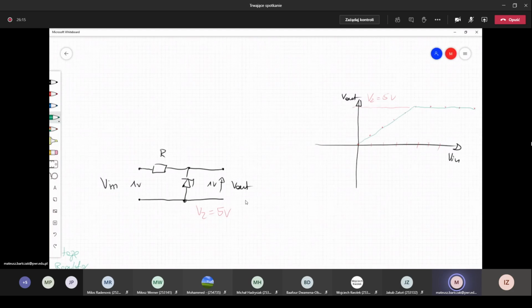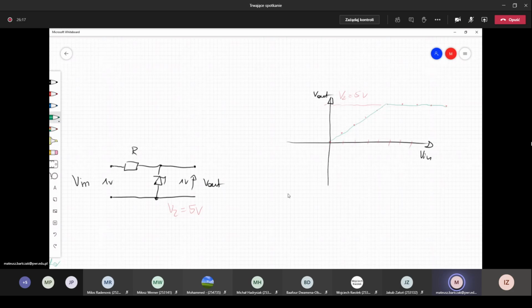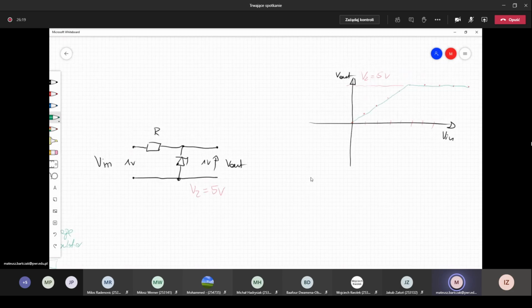Okay, so we will see. As you can see, when we start to increase the input voltage, the output voltage will remain on this same level. But now the question for you: why do we have this resistor here? Do you know why we have this resistor here? To have a voltage divider. Yes, exactly. So this is a kind of voltage divider.